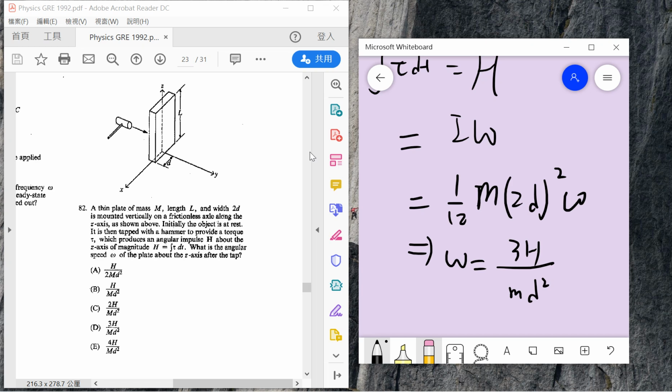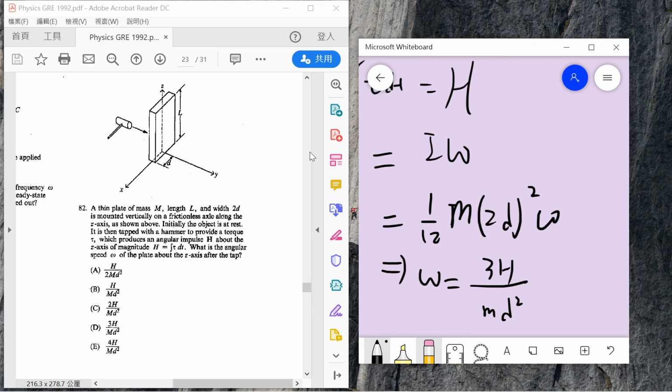Okay, so just solving this, H equals 1 over 12 m times (2d) squared. Because this is 4d squared, 4 divided by 12 is 1 over 3. So you switch the 3 from the denominator to the numerator. So this is what you have. Just solve this equation. Okay, so the answer is D. The answer is D. Okay, that's it.